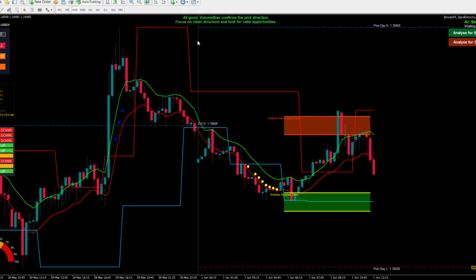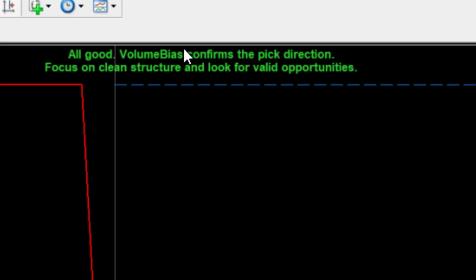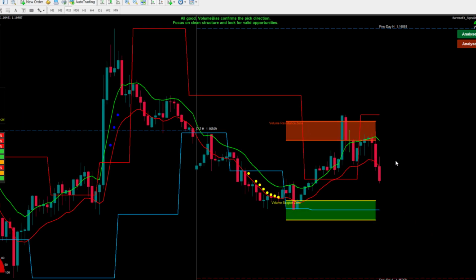And then from there, I just make sure that I get a bias confirmation in this text over here, and then I'll look for valid opportunities. Now, at the moment, obviously, you can see we are rejecting from this volume resistance zone. So obviously there's nothing at the moment, but as soon as I do get to a level of interest, I will start to pay attention and look for an entry.